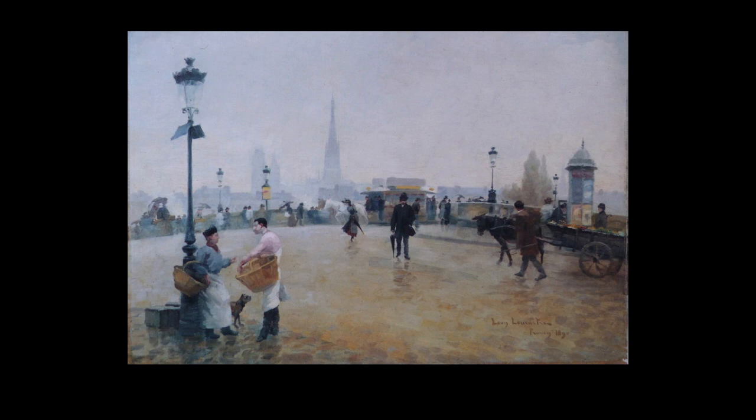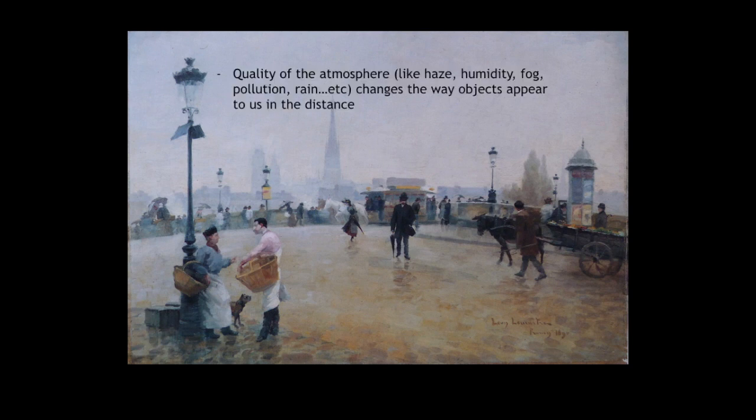So there's four things that you should know here when trying to create depth through using this technique, atmospheric perspective. So first is the quality of the atmosphere, right? The atmosphere is made up of water particles and other gases. So things like haze, humidity, fog, pollution, rain, etc., will change the way the objects and environment appear to us as they move further away, right? And again, this seems really self-evident, but here are the ways in which that happens.